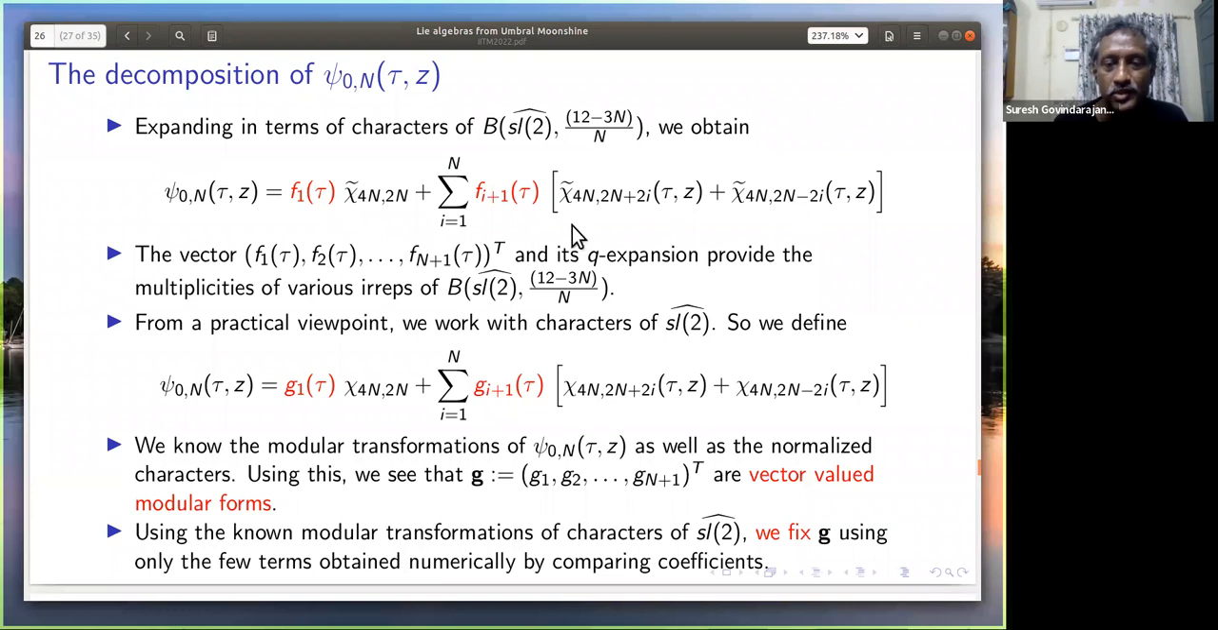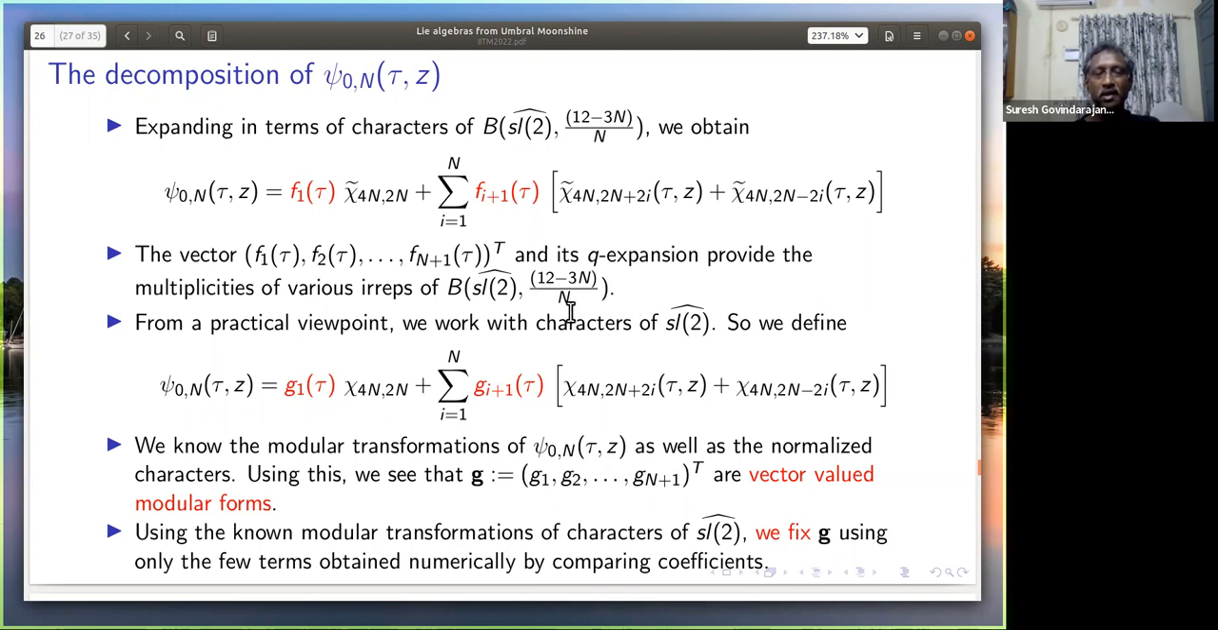If you do that decomposition, I'm doing this in terms of characters, and the prefactors will be functions only of tau. All the z dependence is buried inside; I have not shown it here. The tildes are characters of the Borcherds extension. So you get a vector worth of these: f1, f2, up to f n plus 1, the same n as here, so an n plus 1 dimensional vector. Its q-expansion produces the multiplicities of various irreducible representations of this Borcherds extension.